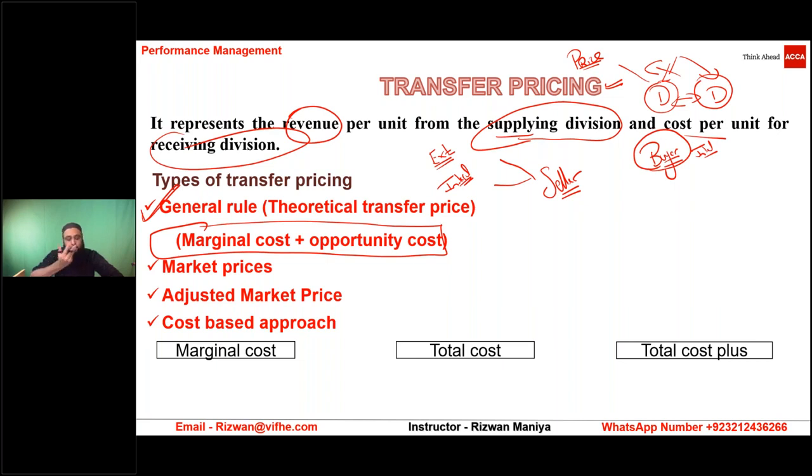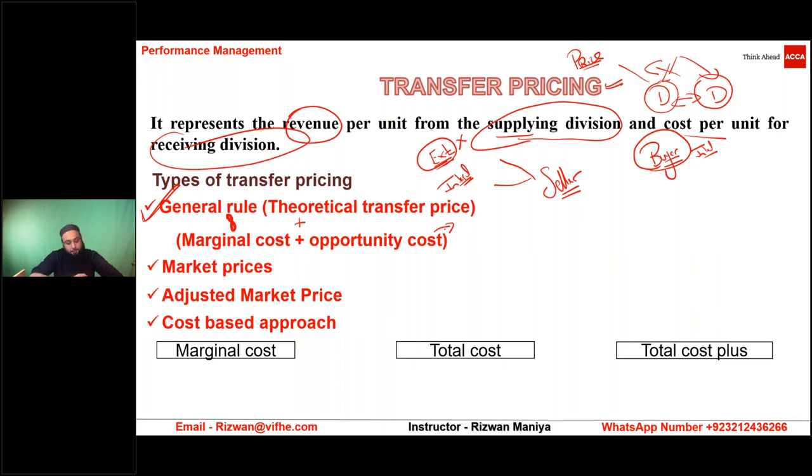And that's the concept of the general rule, which says that if it costs me $8 marginal cost, that I'll charge from you, agreed? If I'm selling you internally and compromising my external market for you, so what price should I charge? General rule says, listen carefully, that I'll charge marginal cost for sure, and I will also add the opportunity cost into this.